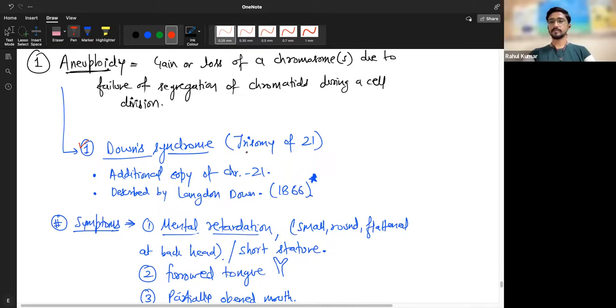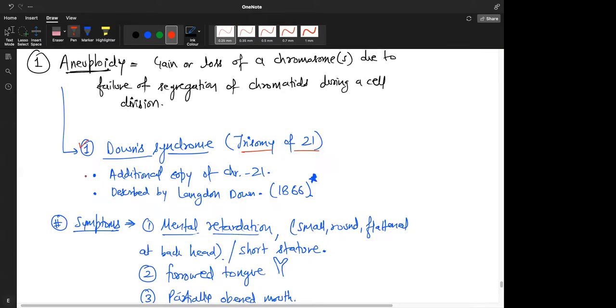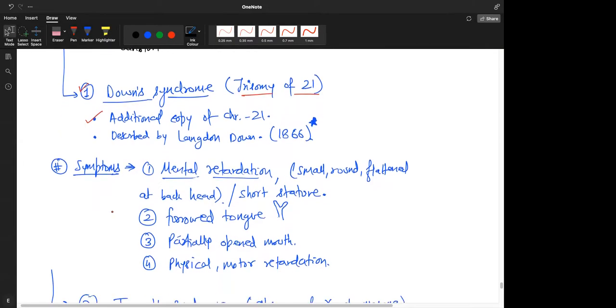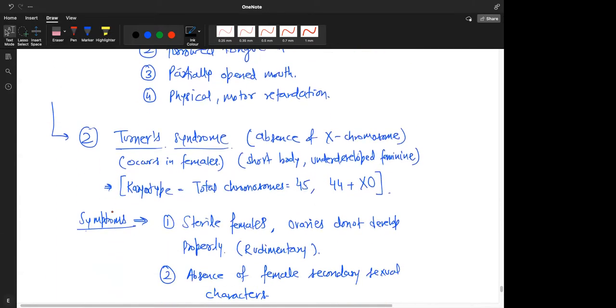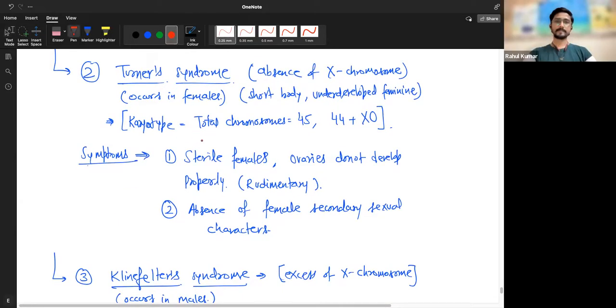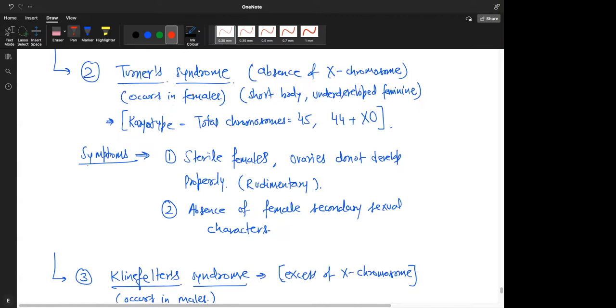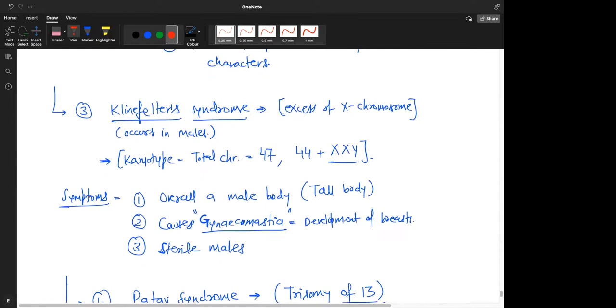So what is Down syndrome? It's trisomy of 21. The symptoms are mental retardation, furrowed tongue and partially open mouth, and physical or motor retardation. And Turner syndrome is the absence of an X chromosome, which occurs only in females, and it's basically the underdevelopment of basic female characters. The females with Turner syndrome are sterile, their ovaries do not develop properly, and they lack the female secondary sexual characters.